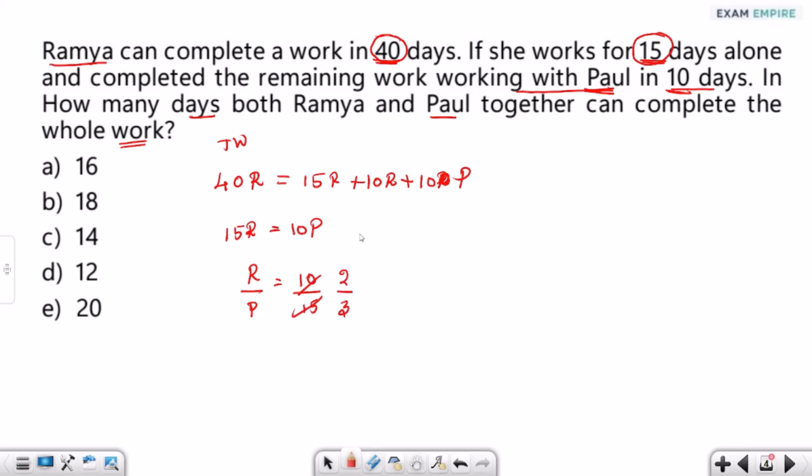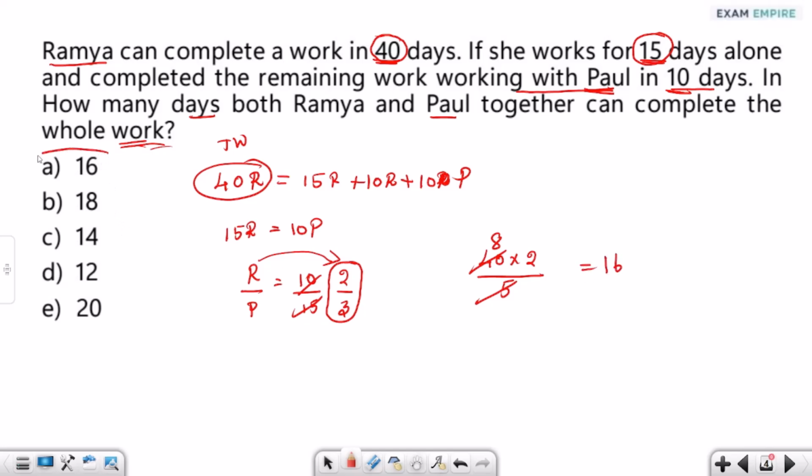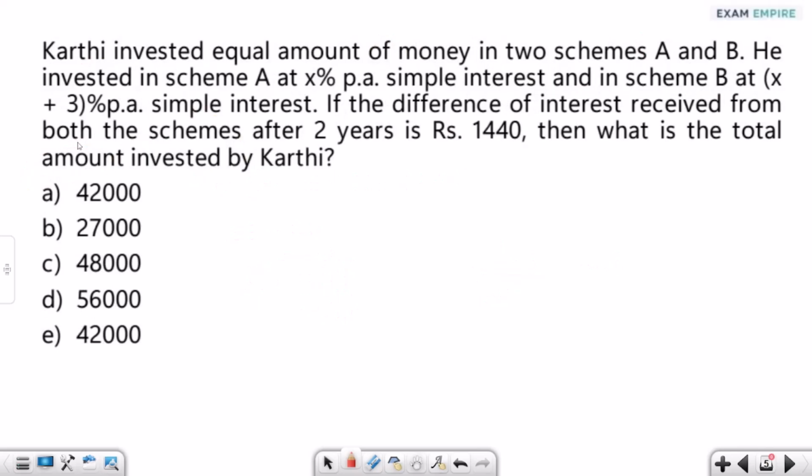Now, what we need to find is in how many days both Ramya and Paul working together can complete the whole work. The total work is 40 R, and the value of R is 2. So 40 into 2 divided by, if both Ramya and Paul worked together, how much work? 5 parts. So this is 1 time and this is 8 times. 8 2s are 16. So the answer for this question will be 16. Next, pause this video and try to solve it by yourself.